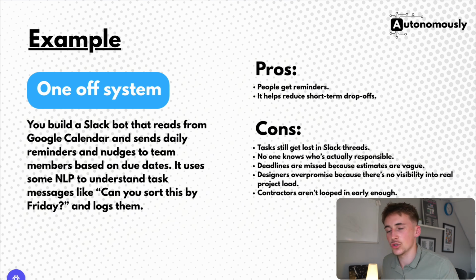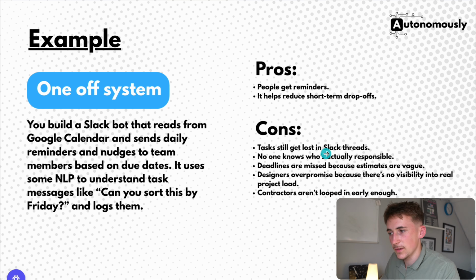So if you're just doing a one-off system, like I showed you, like that lead generation system, if you came at this with just a one-off system approach, it might look something like a Slack bot that can read from the Google Calendar and send daily reminders and nudges to the team based on due dates. It also uses NLP to understand task messages, like can you sort this by Friday, for example. The pros of this is it's going to help people get reminders, and it's also going to reduce short-term drop-off. So some nice little pros there.